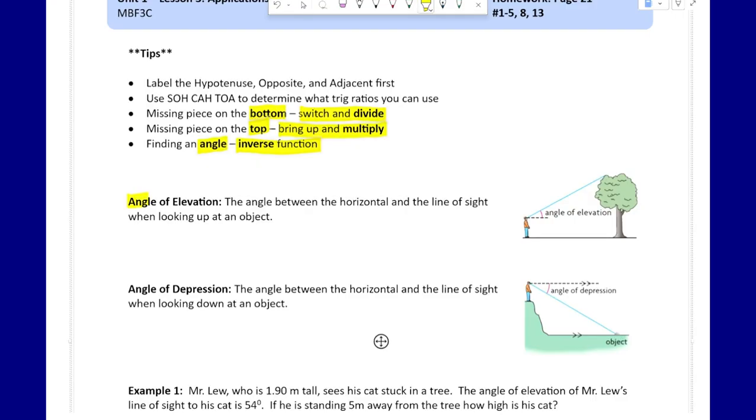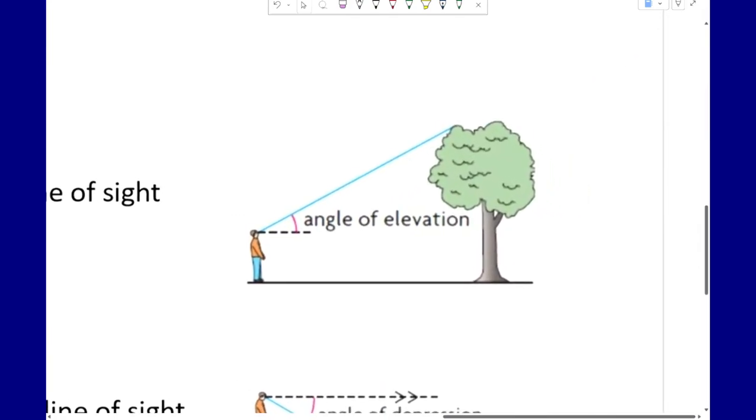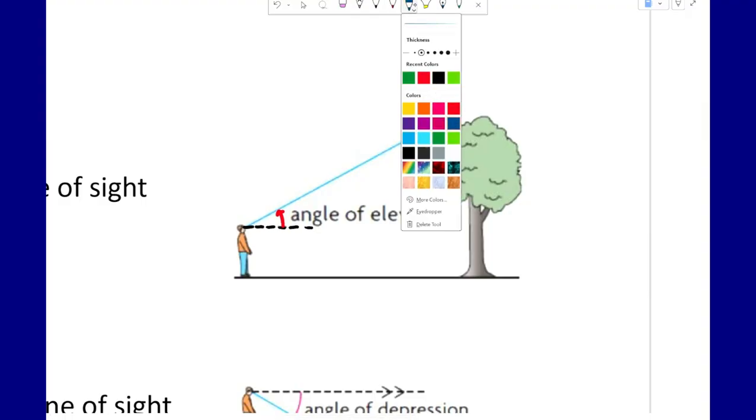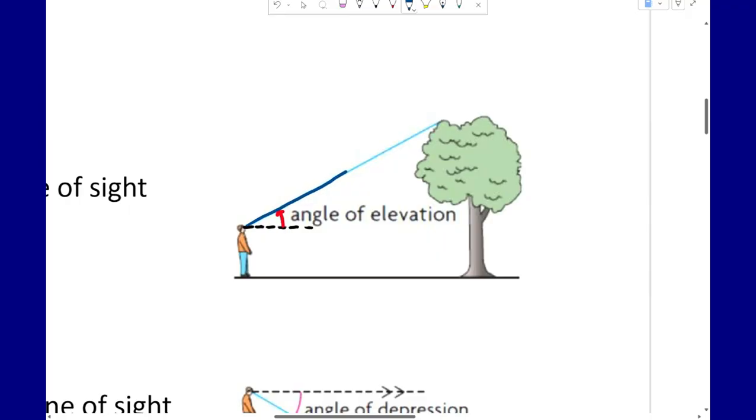One is the angle of elevation. The angle of elevation is the angle between the horizontal and the line of sight when looking up at an object. If I look at this diagram here, we see our horizontal line represented by the black dotted line. That is our horizontal line for our eyesight. The angle of elevation is then measured from that horizontal upwards until we reach our line of sight, represented by the blue line here. So that angle in red is our angle of elevation. So from horizontal and up.